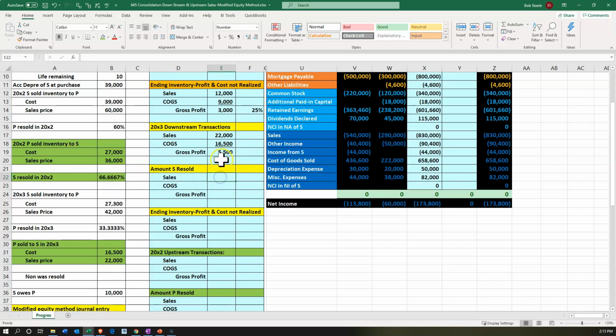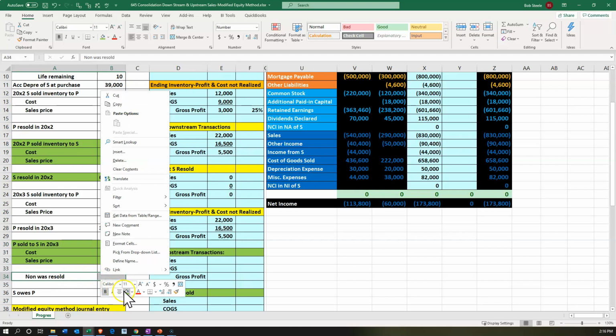And then the amount that we resold, none was resold. So it's all still on the books. That means that the ending inventory is representing sales of that full 22,000 that was intercompany. And then the cost of goods sold, same. And then you could do the same subtraction here, or subtract these out. Same item there. So let's do that.